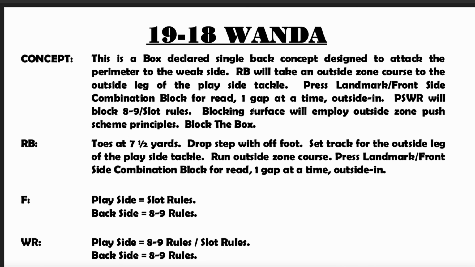So starting here with the concept explainer page, we've got that this is a box declared single back concept designed to attack the perimeter to the weak side. Now, if you watched my last video, where we were breaking down the playbook on the base 18 or 19, that was a Mike declared single back concept designed to attack the perimeter to the strong side. So what are some differences here?